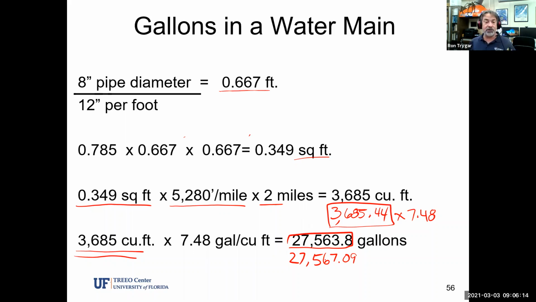For purposes of what we're doing in water distribution operation, these numbers would be just fine. Either one of them is very, very close. So we're only off by a few gallons, and that's not going to make much of a difference when we come down to the actual calculation of, say, disinfecting a pipe. So it's not a problem. So we should be good to go there. So gallons in a water main. That's it. If it was a 2-inch water main, you would just remember up here, it would be 2 inches instead of 8 inches. Same principle applies.